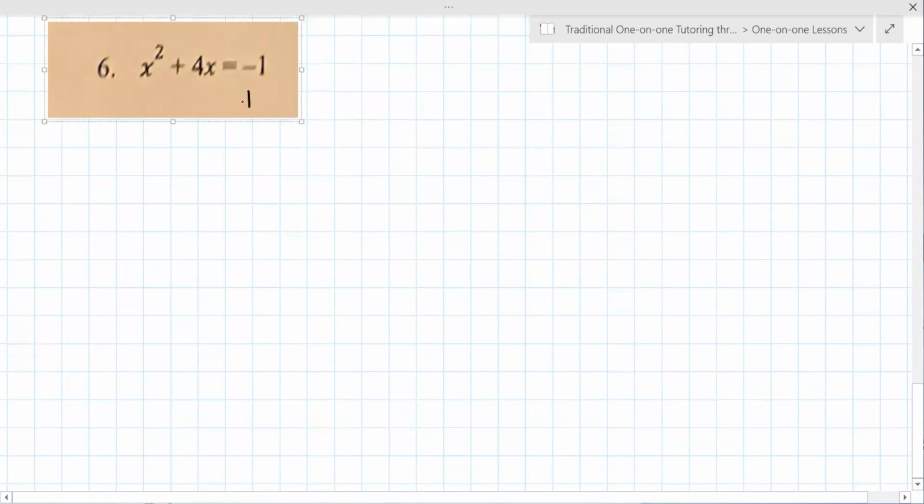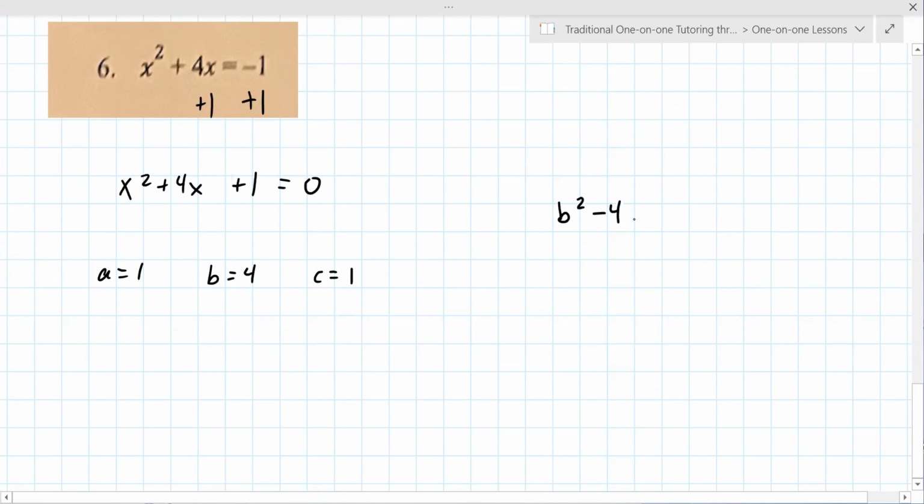So we're going to add 1 to both sides. So you have x squared plus 4x plus 1 equals 0. A is 1, B is 4, and C is 1. And what I would like you to do next is tell me what is B squared minus 4AC. Go ahead and give me that value, please.